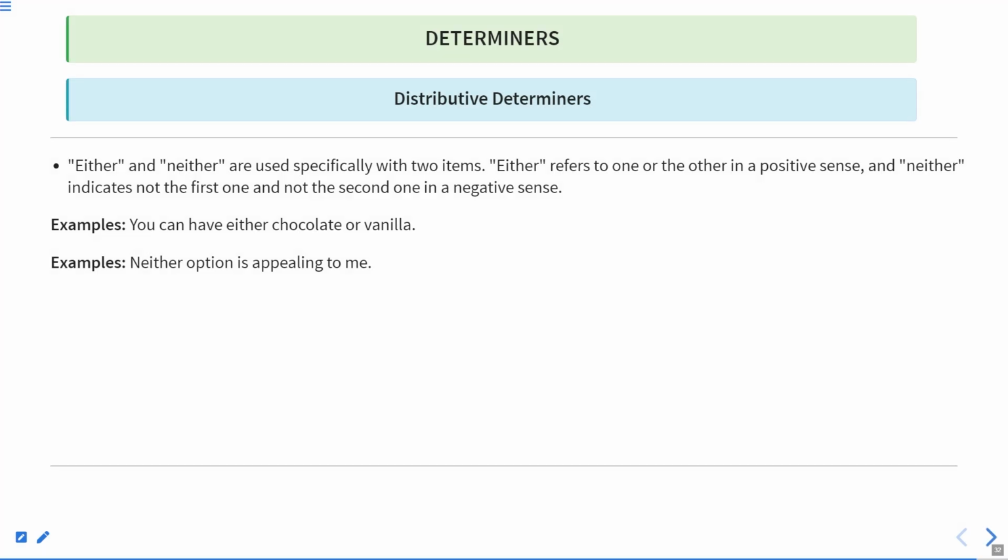Now we have learned various types of determiners. We have seen various characteristics of these types of determiners, and we have classified determiners into two groups, that is group A and group B.